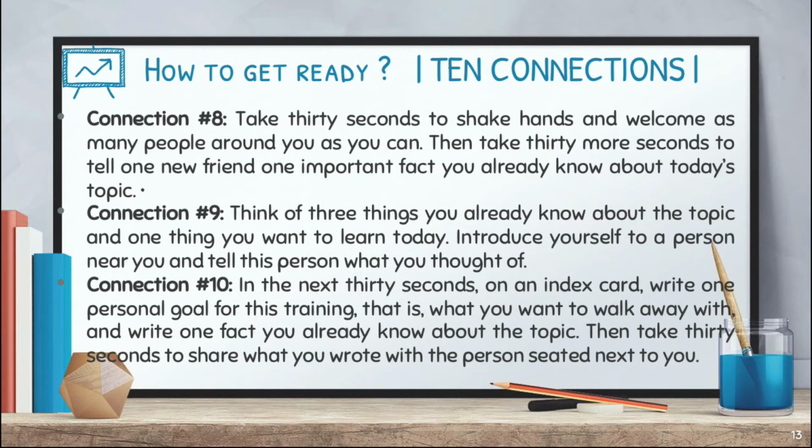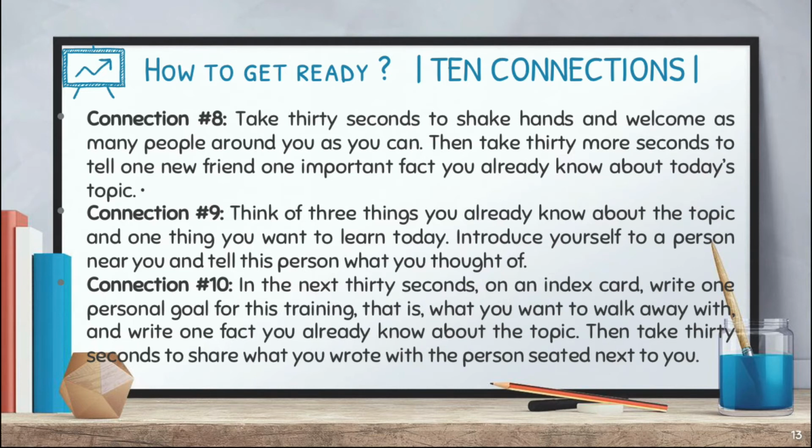Connection number 8. Take 30 seconds to shake hands and welcome as many people around you as you can. Then take 30 more seconds to tell one new friend one important fact you already know about today's topic. Connection number 9. Think of three things you already know about the topic and one thing you want to learn today. Introduce yourself to a person near you and tell this person what you thought of.